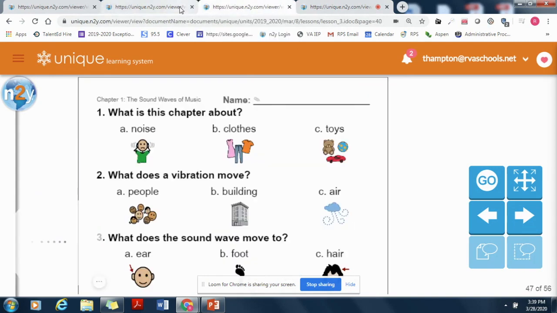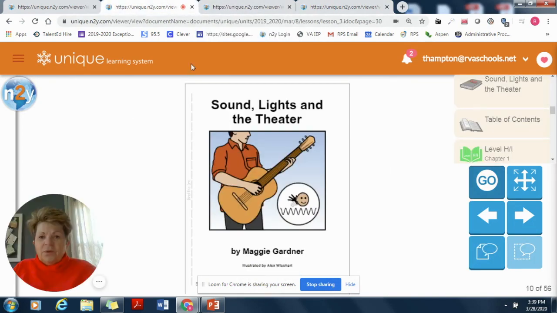All right? Okay. So before we get too far into this, the very first thing we want to do is a KWL chart. Now you've done these many times. It's what do you know already? What do you want to know? What questions do you have? And what did you learn?